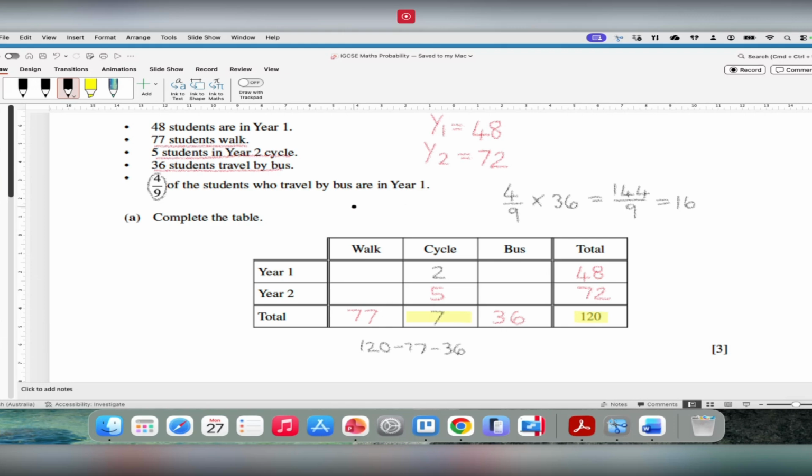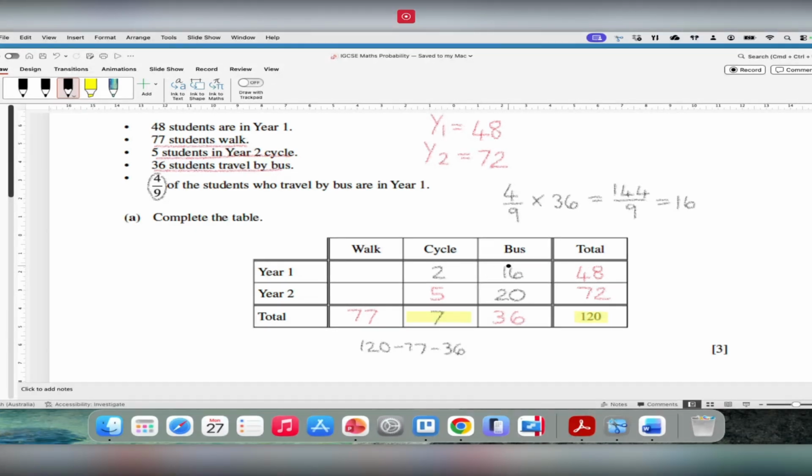So we know that 16 year 1 students take the bus. Now, 36 minus 16 is equal to 20. So that means 20 year 2 students take the bus. Now, we have 48 year 1 students in total.